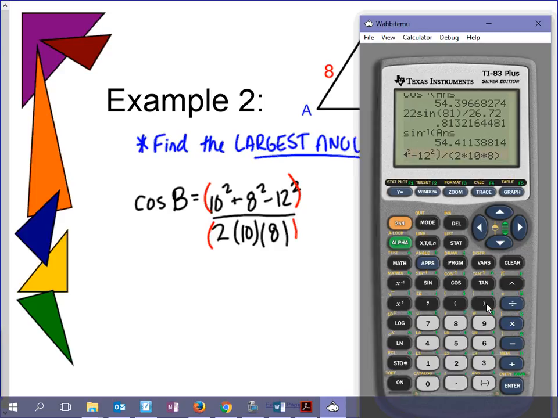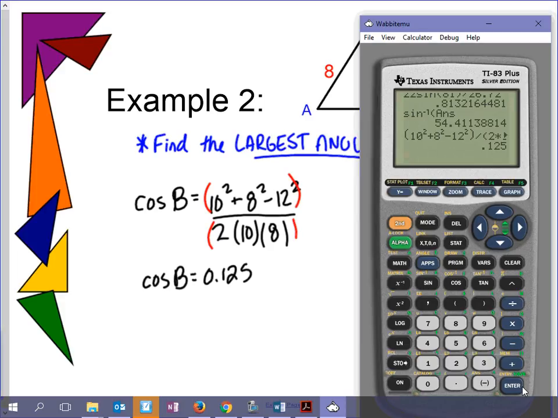If you didn't include parentheses around the denominator, your calculator would divide by 2 and then start multiplying by 8 and 10, and would get you a number so big you wouldn't be able to take the inverse cosine of it. So make sure that you follow the rules as needed. I get 0.125. And then I just have to inverse cosine. So second cosine, second answer, 82.82.